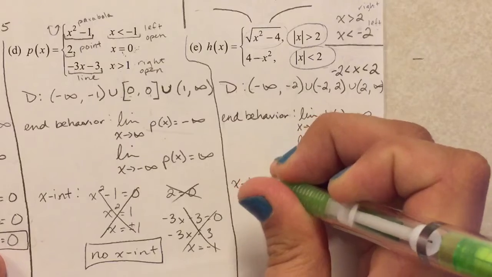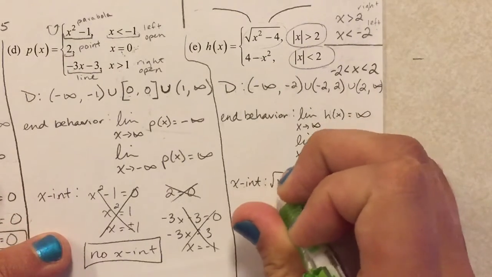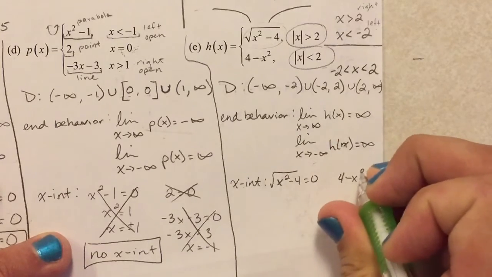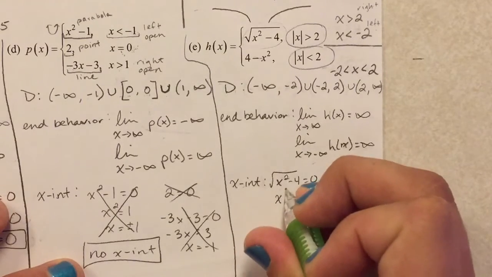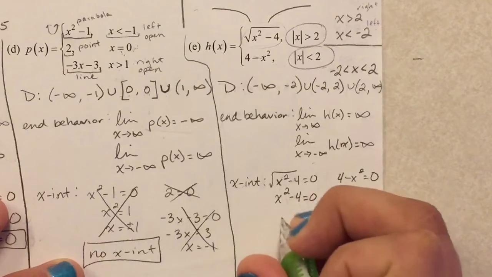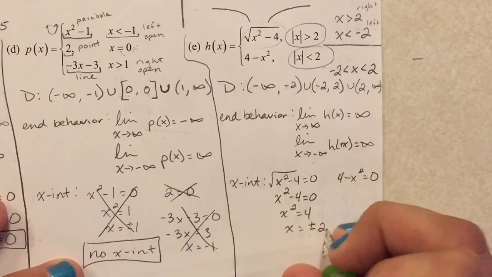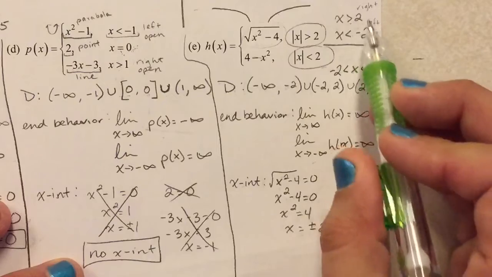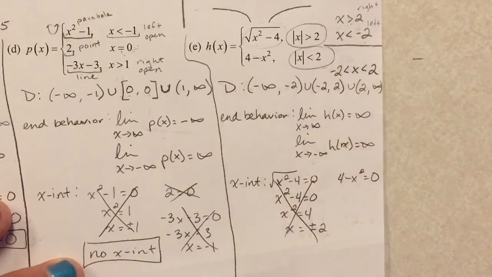The next thing is our x-intercepts. Remember, x-intercepts occur where the two pieces of the function equal 0. So we'll set them both equal to 0 and see what happens. The square root of x squared minus 4 equals 0, and 4 minus x squared equals 0. Okay, so doing the first one, we'll square both sides. So this will be x squared minus 4 equals 0. Add the 4, so x squared equals 4. Square root both sides, so we get x equals plus or minus 2. Well, if you look at this branch of the piecewise function, x actually cannot equal 2 or -2 because it's not the or equal to sign on the inequality. So this one doesn't work.